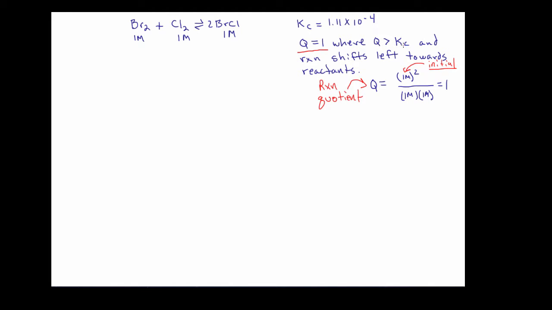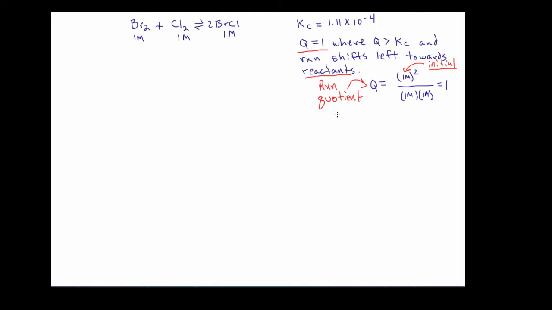Q is greater than Kc, and because Q is greater than Kc, the reaction has to shift towards the left or towards the production of reactants. So we know that the reaction needs to shift to the left. The reason that it does is because the proportion of products divided by reactants is much higher under the circumstances in which this reaction has been set up than the equilibrium expression that you find at equilibrium.